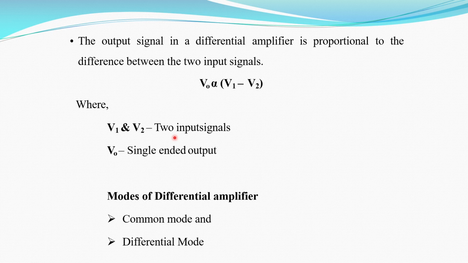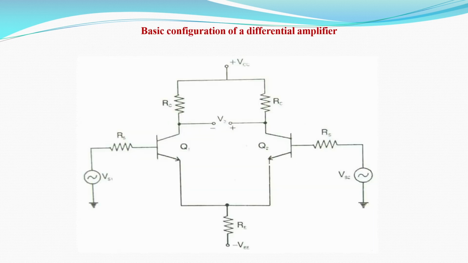Based on the input and output, the differential amplifier is classified into two types: one is common mode and the second is differential mode. Based on the input signal, two modes are classified. In this slide, we are going to discuss the two modes and then the configurations of the differential amplifier. And then next, the basic configuration of the differential amplifier.